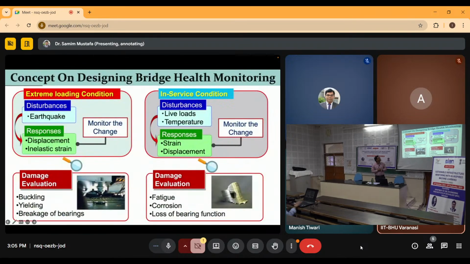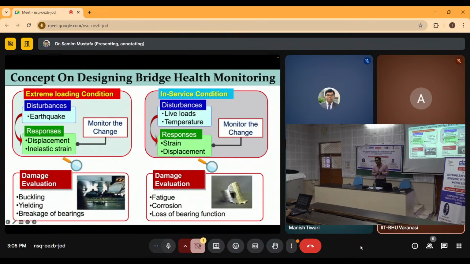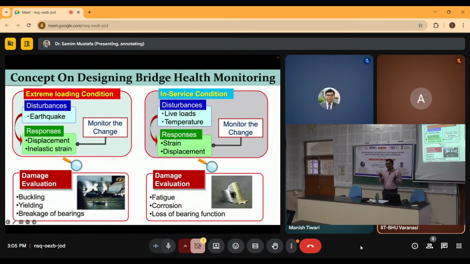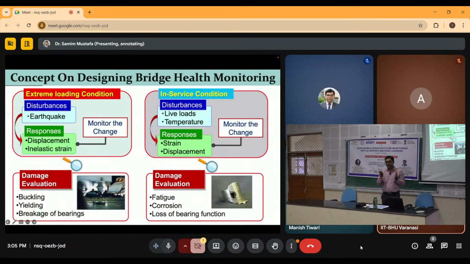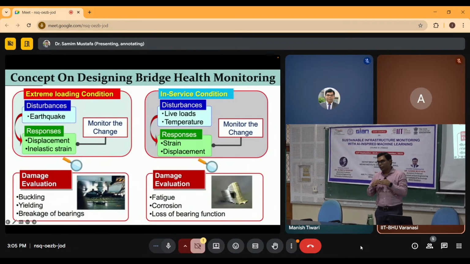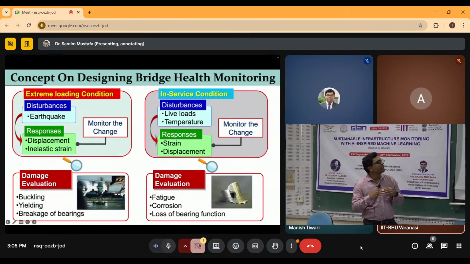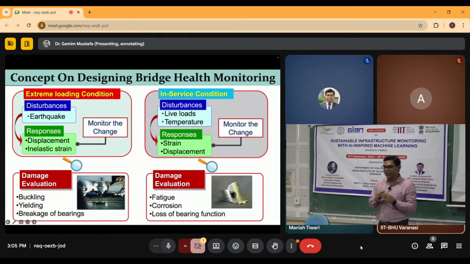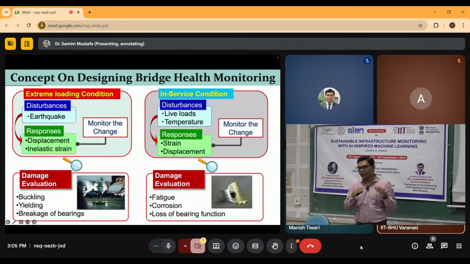If you think about the bridge environmental condition or loading condition, it could be categorized into two categories. One is the extreme loading condition, another is the in-service condition. There are two possibilities. Because of these two types of conditions, damage occurs mostly, except for corrosion, which occurs because of moisture or environmental factors.